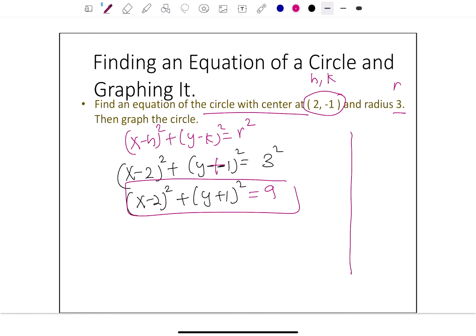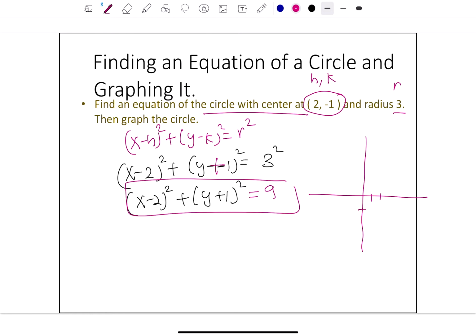Now to graph it, we're going to first go to the center, which is 2 and negative 1. x is positive 2, y is negative 1 over here. Then from here, the radius is 3 units. So we're going to go 3 units up, 3 left, 3 right, 3 down. I think I went too far here. That does not look like a circle. Let's retry.